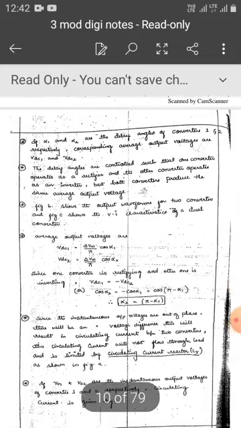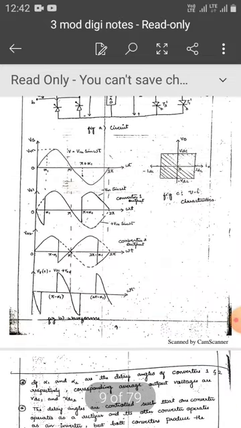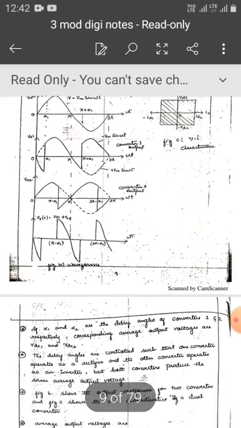For four quadrant operation, by controlling the firing angles alpha 1 and alpha 2, it is possible to change the polarity of the output voltage completely. Consider that VO is positive when alpha 1 is less than 90 and alpha 2 is greater than 90. Then VO is negative when alpha 1 is greater than 90 and alpha 2 is less than 90. Similarly, the direction of the output current I0 will also be changed. Thus the single phase dual converter operates in four quadrants of V0 and I0.